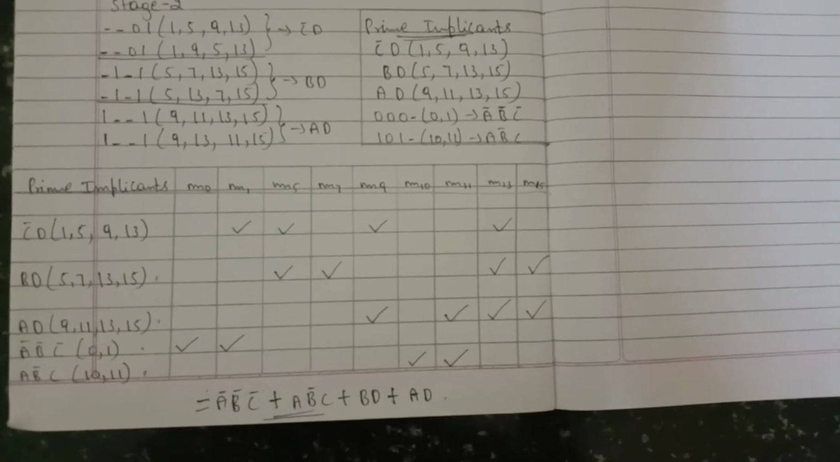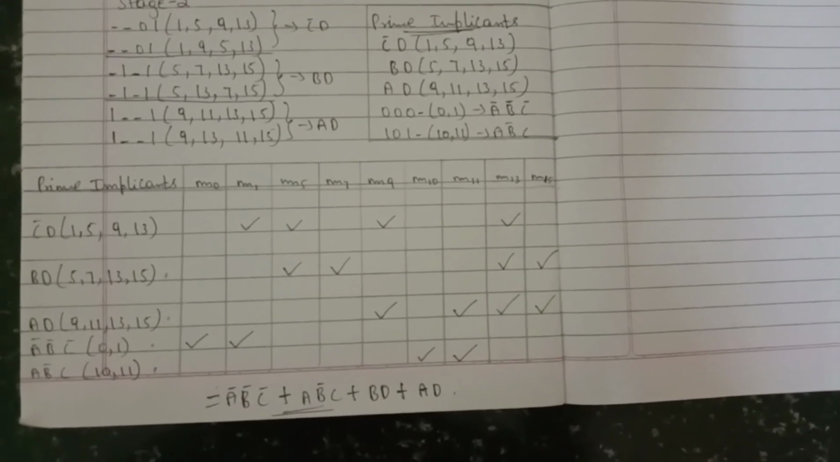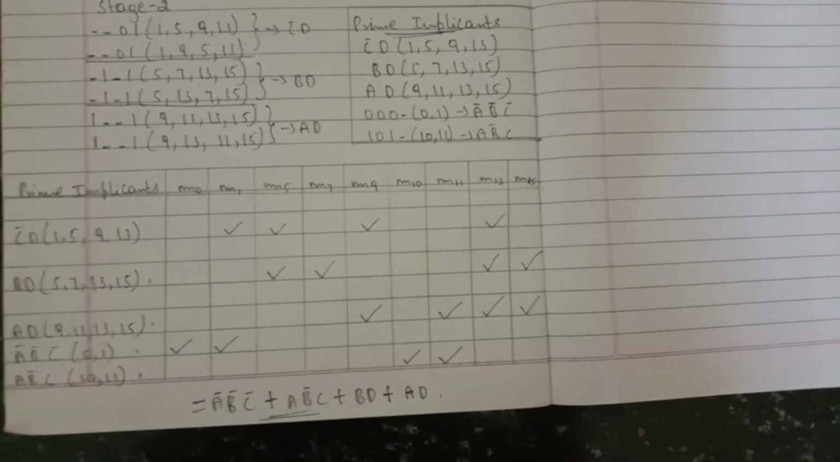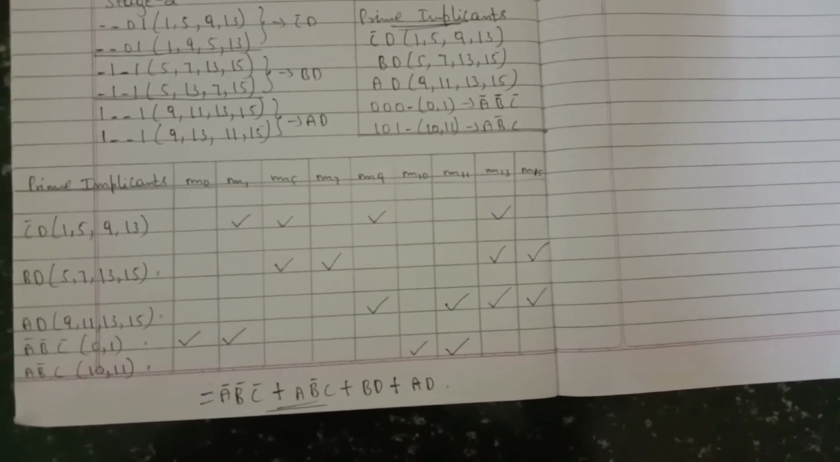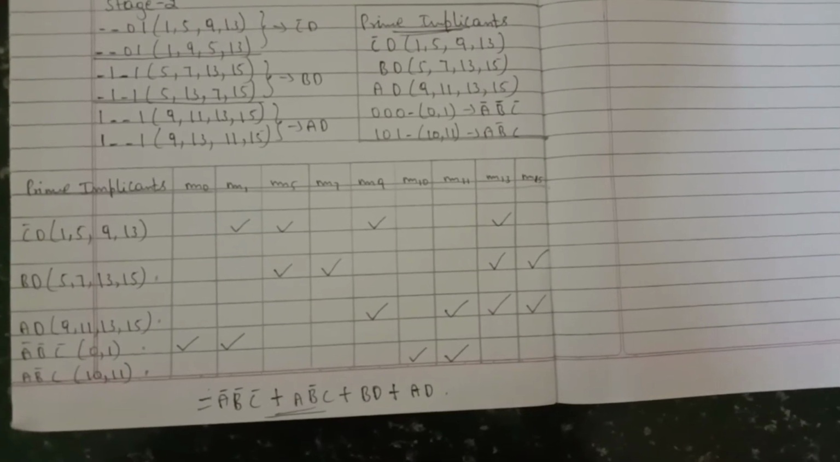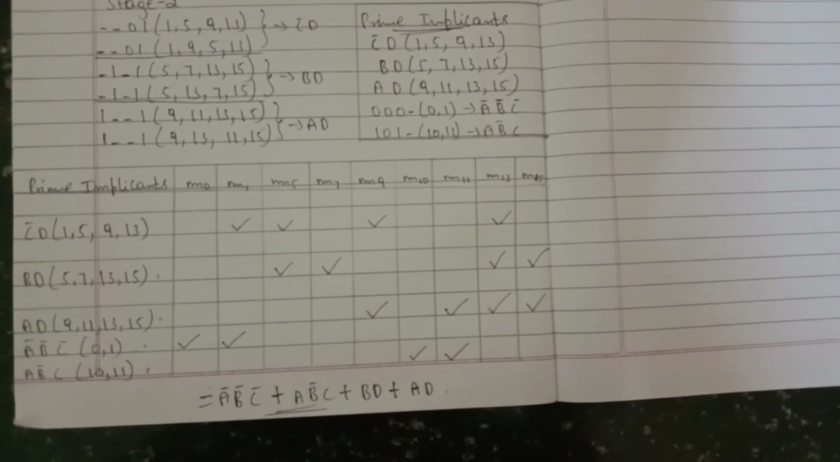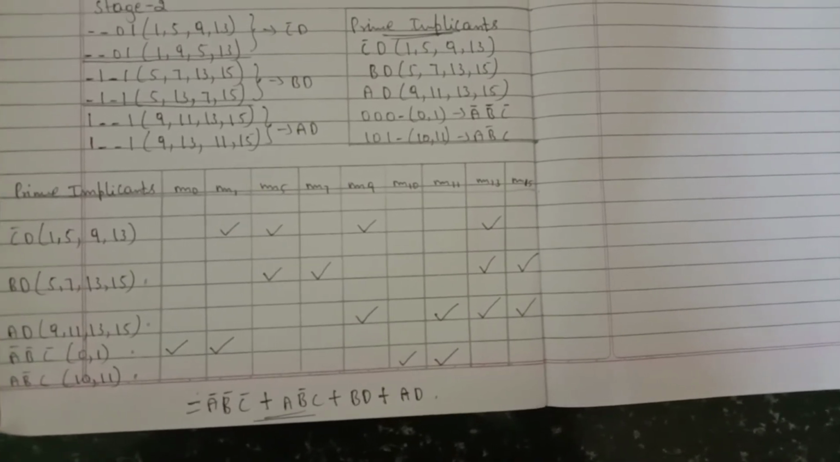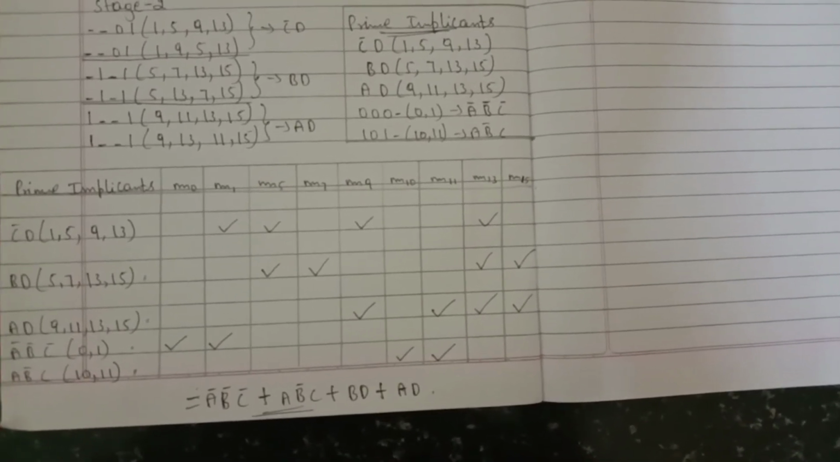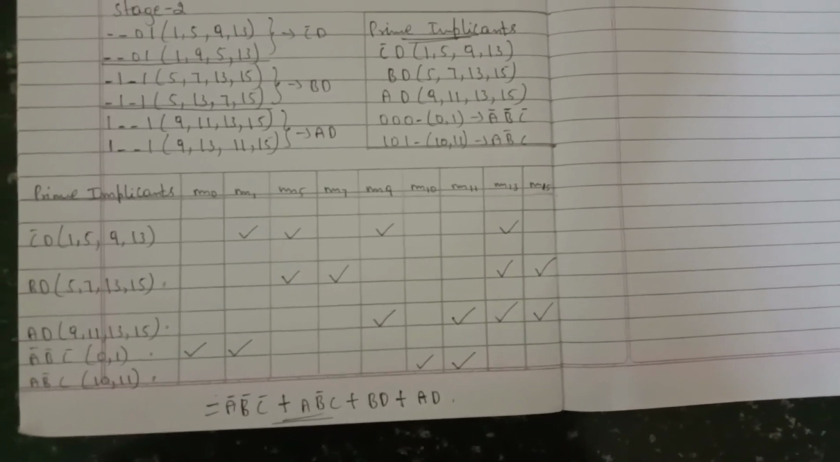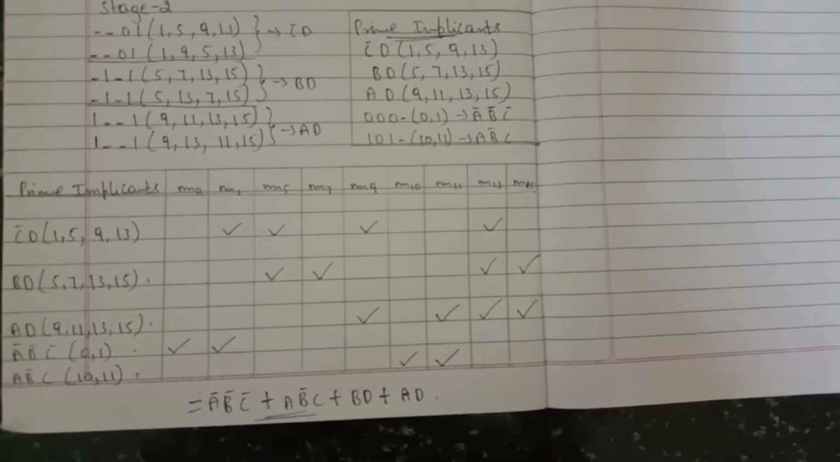Then we should write the expression. First we should look in the columns for one tick. Here we can see that A bar, B bar, C bar has only one tick. So we should write A bar, B bar, C bar. Then in the M10 column there is one tick. So A, B bar, C.